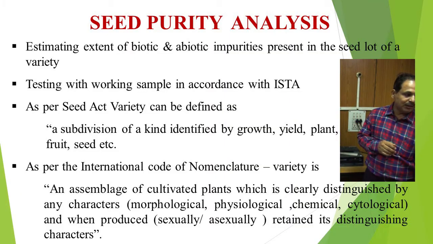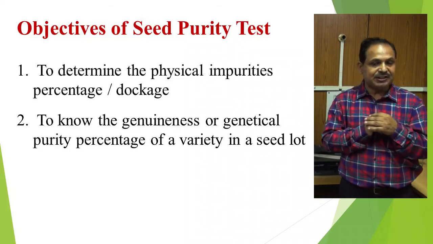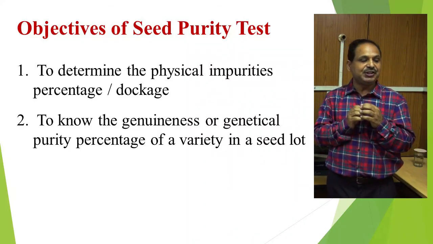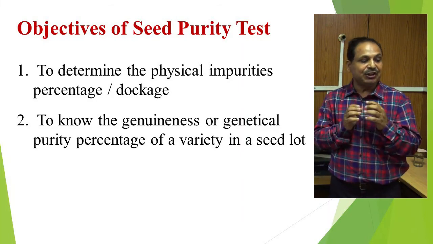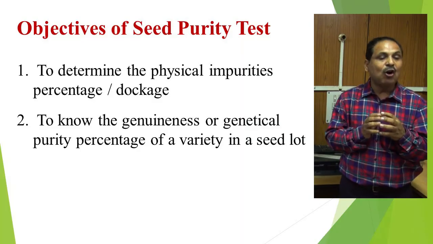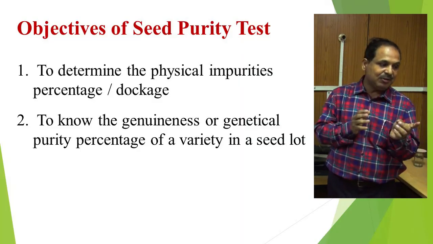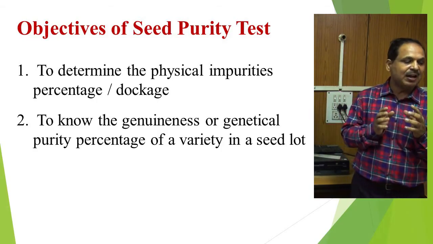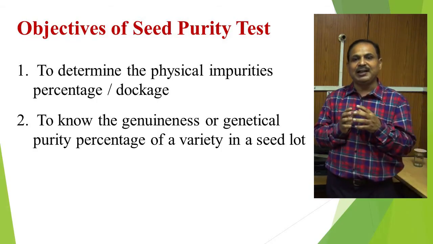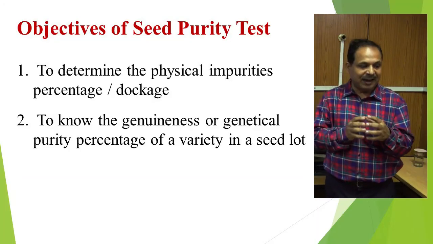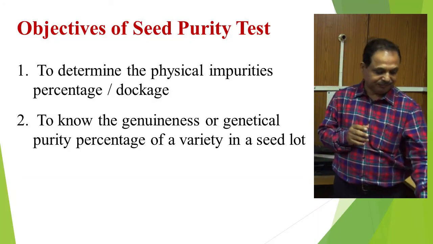So the variety must be novel, the variety must be uniform, and the variety must be distinct for particular characters from one to another. The objective of seed purity testing is, first, to determine the physical impurities present in the seed lot, the percentage of impurities or dockage, and second, to know the genuineness, the genetical purity percentage, of a particular variety. It means the trueness to the type of the variety in a seed lot.